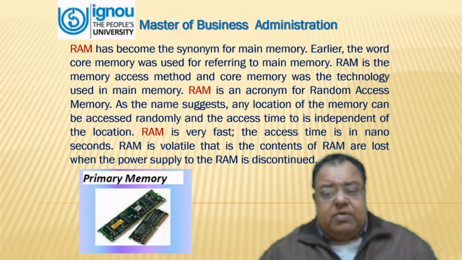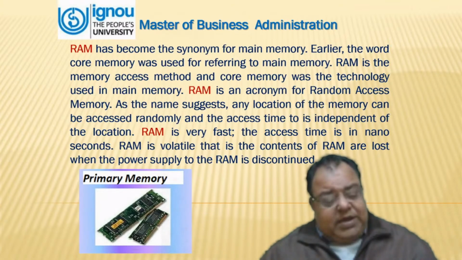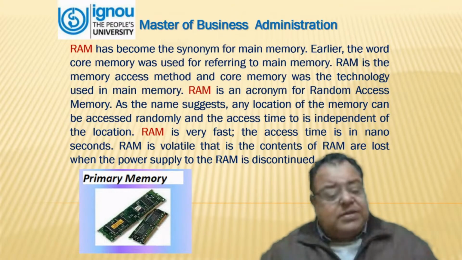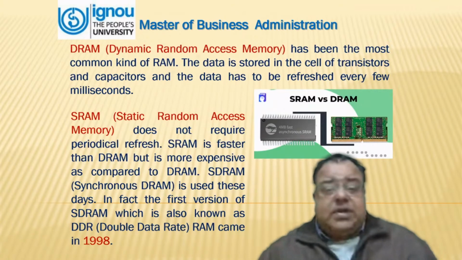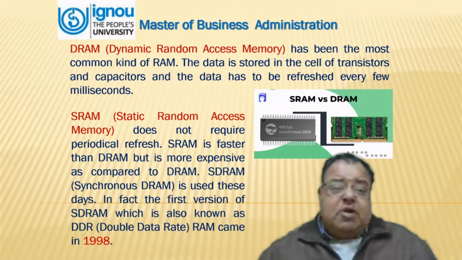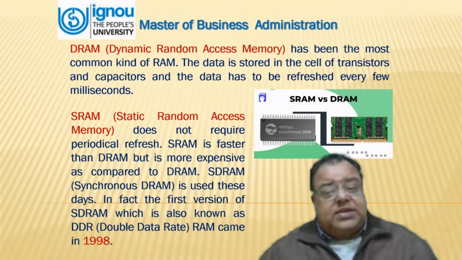As the name suggests, any location of the memory can be accessed randomly, and the access time is independent of the location. RAM is very fast. The access time is in nanoseconds. RAM is volatile, that is, contents of RAM are lost when the power supply of the RAM is discontinued. DRAM, that is dynamic random access memory, has been the most common kind of RAM. The data is stored in the cell of transistors and capacitors, and the data has to be refreshed every few milliseconds.